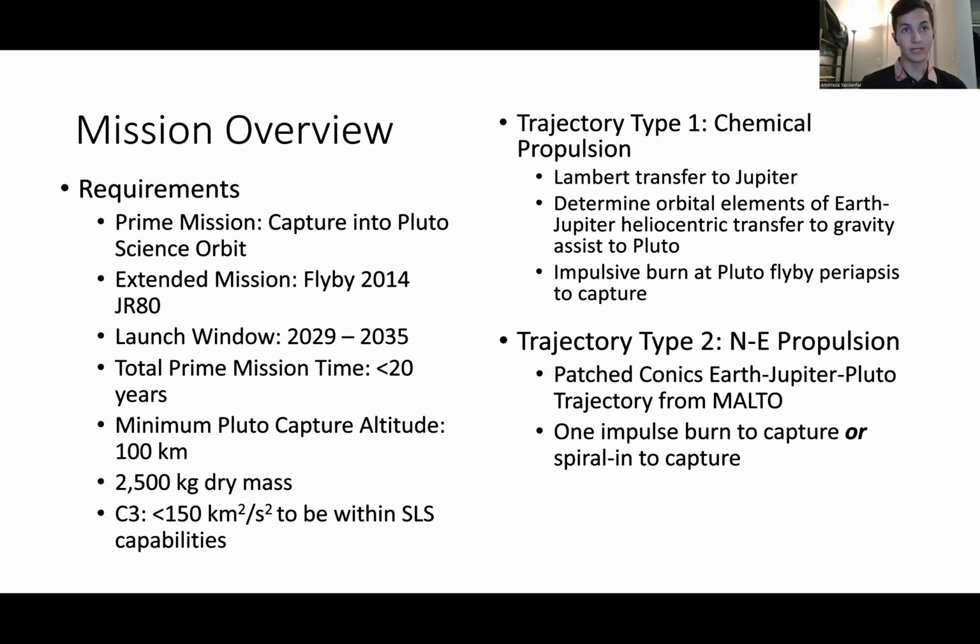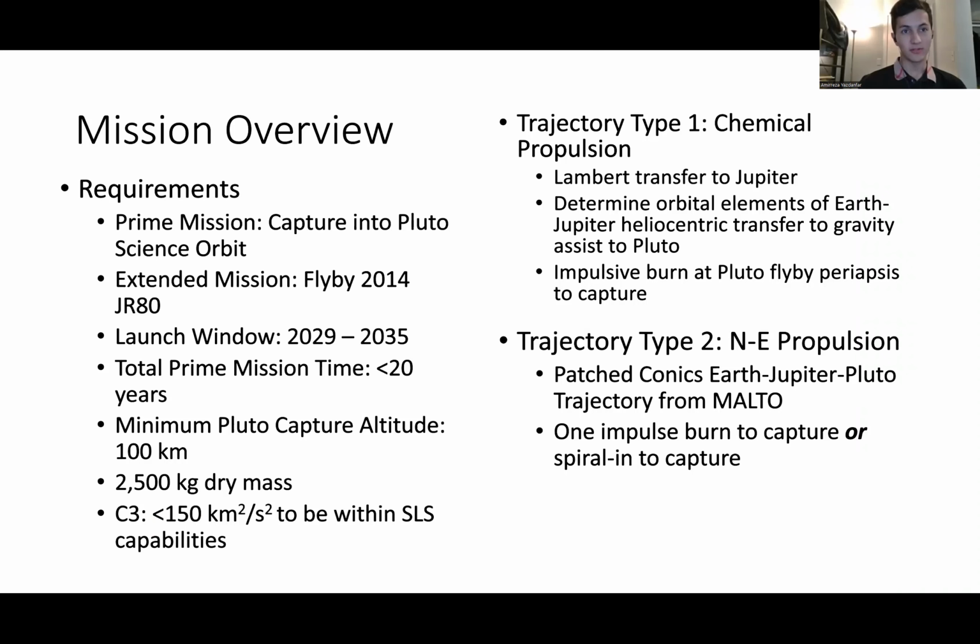Our spacecraft will have a 2,500 kilogram dry mass and a characteristic energy of less than 150 kilometers squared per second squared to stay within the limits of NASA's Space Launch System. We'll be considering two trajectory types for this mission, chemical and nuclear electric propulsion trajectories. The chemical propulsion trajectory involves a gravity assist to Pluto, and after this, our spacecraft will perform an impulsive circularization burn into a circular orbit around Pluto.